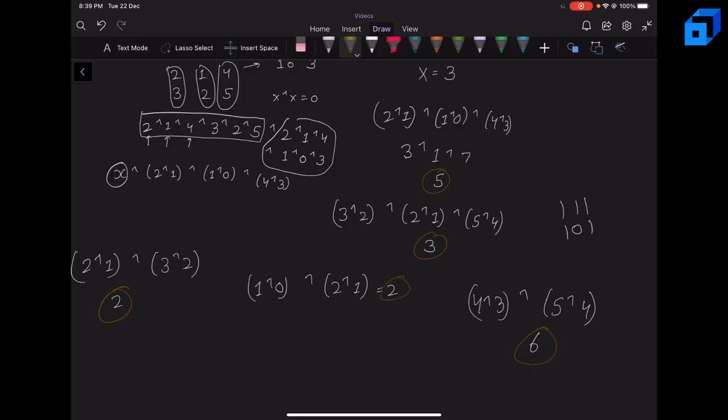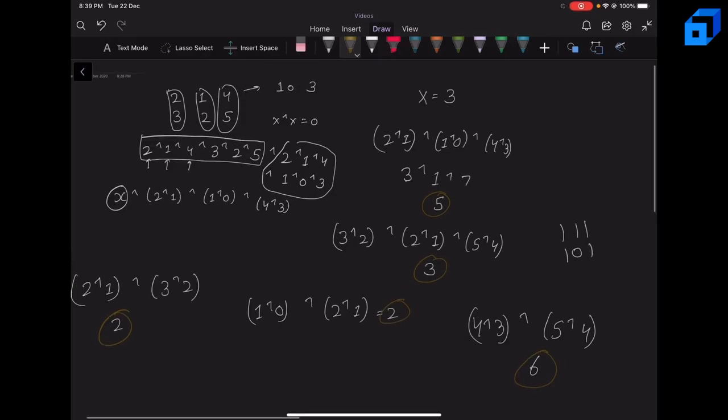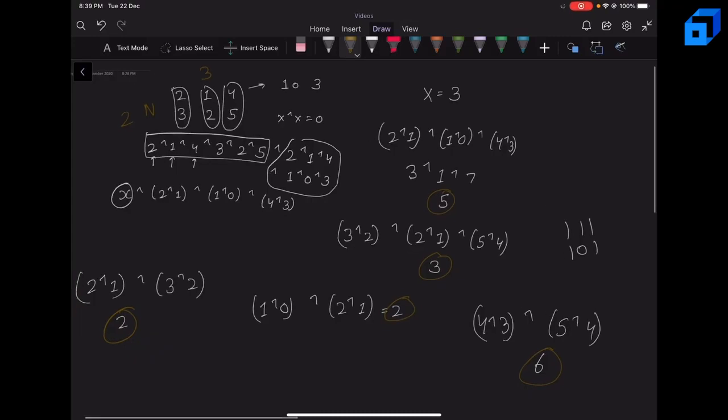So there will be total n plus m values. That is, if there are n rows and m columns, so we have 2 rows and 3 columns. So we get 5 values, 2 values corresponding to rows and 3 values corresponding to columns. So initially x is 3. Now we will XOR x with each of these 5 values and find the maximum value.